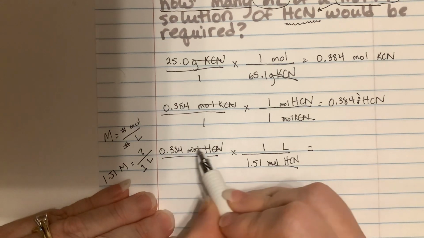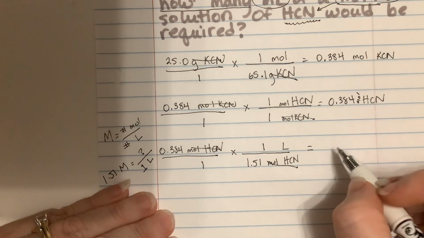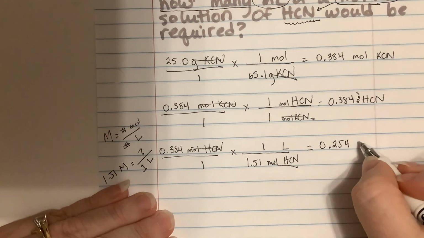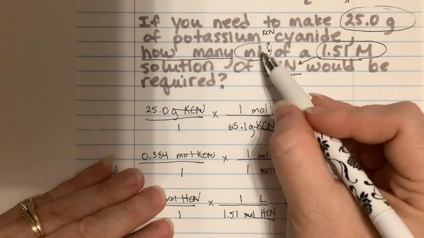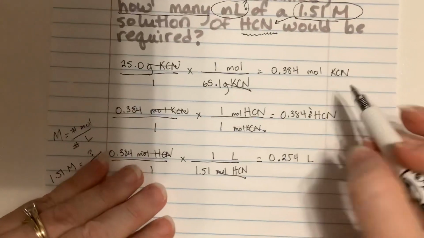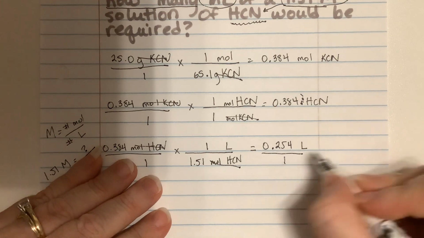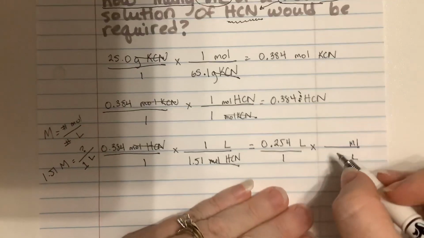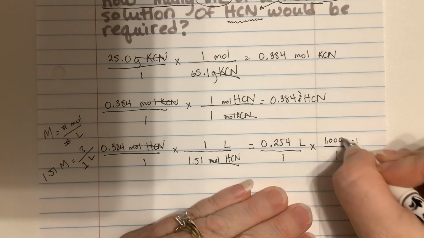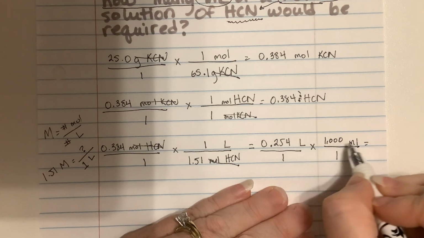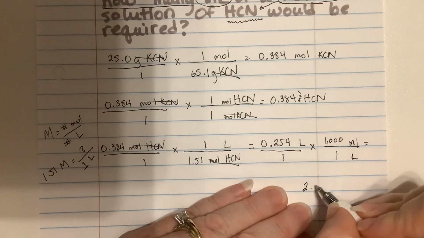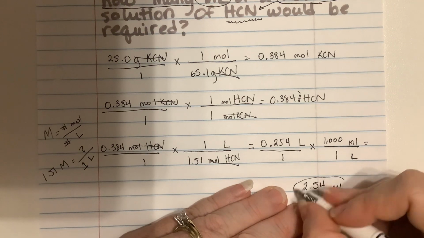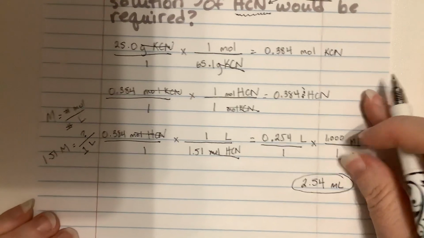So now we're going to take this number, we're going to divide it by this number. It's going to give us 0.254 liters. Is that what we want our answer to be? No. So let's do one more problem where we're going to turn this into 1 liter. Gives me 1,000 milliliters. So we're going to do a multiplication problem, which gives me 2.54 milliliters. And that is how you do this problem.